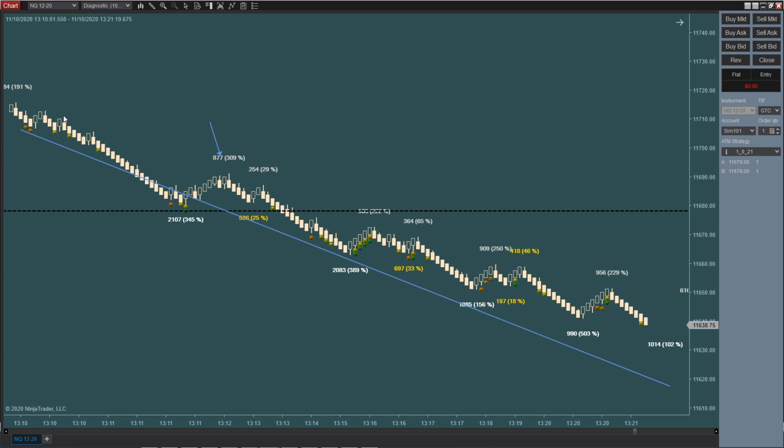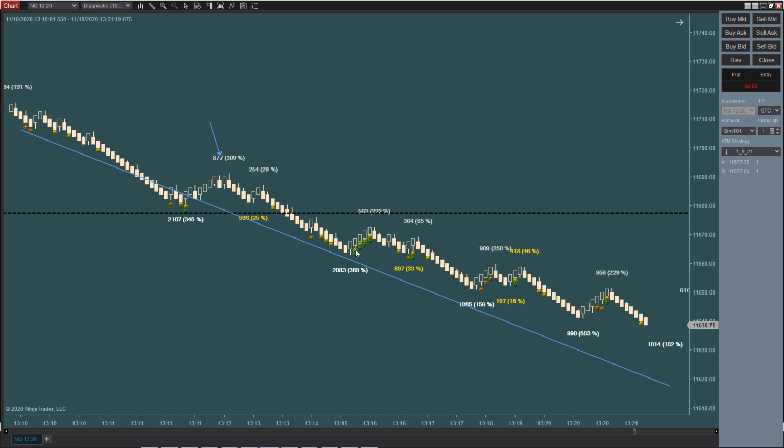But we also want to be able to see what is the strength of the pullback that goes against the trend, where it pulls back and retraces, and then goes back in the direction of the trend. So tonight, that's what we're going to talk a little bit about. We're identifying that the trend is short, but we want to look at what is the strength of the pullback.